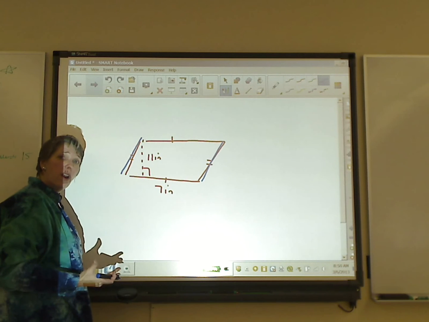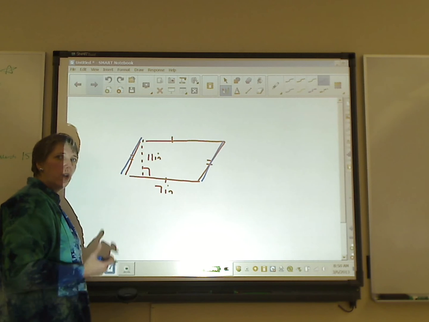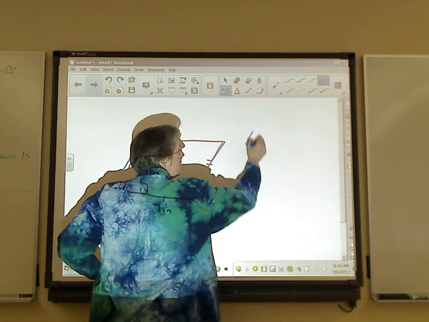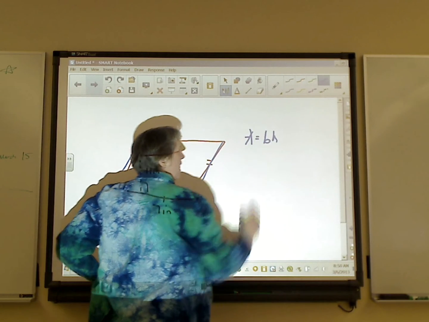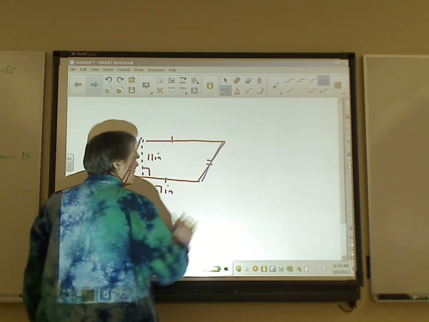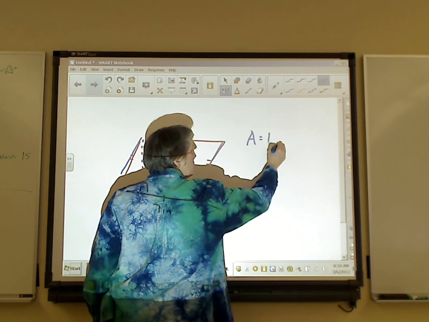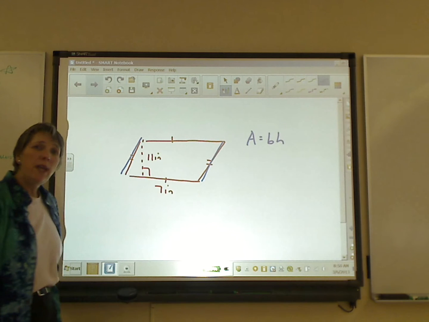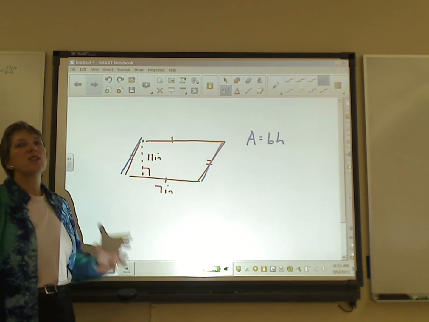So what's the area of a parallelogram? Well, it's just like a rectangle. A equals base times height. Wait, that just came out. My board is not working the best. So let's try it again. A equals B times H, where B is the base and H is the height.